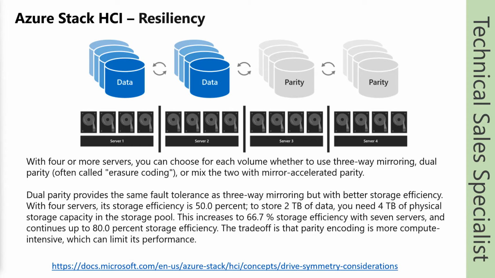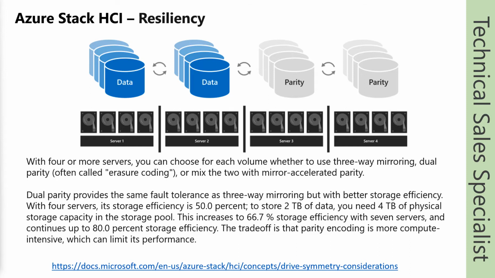The disadvantage of parity is that the parity has to be calculated, so it has CPU impact. For sure, we can combine mirror and parity to have a so-called mirror accelerated parity volume to take the advantage of the performance of the mirror and the advantage of the parity for the storage efficiency.